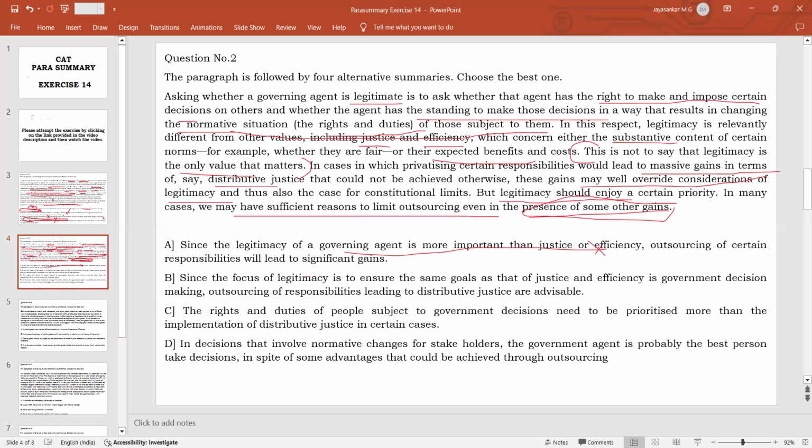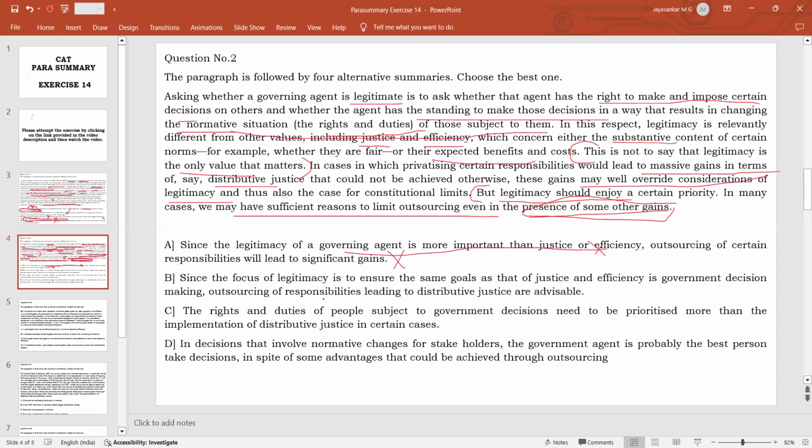And outsourcing of certain responsibilities will lead to significant gains. So if legitimacy is more important, then according to the passage, whenever legitimacy is prioritized, outsourcing should not be done. That is what the passage says. The last sentence is that whenever more priority is given to legitimacy, then outsourcing should not be done. You should limit outsourcing. So here the sentence is contradicting itself. The sentence is saying that whenever legitimacy is more important, outsourcing will lead to a lot of significant gains. Again, wrong. So this is again a contradiction. So because of two reasons, this is wrong.